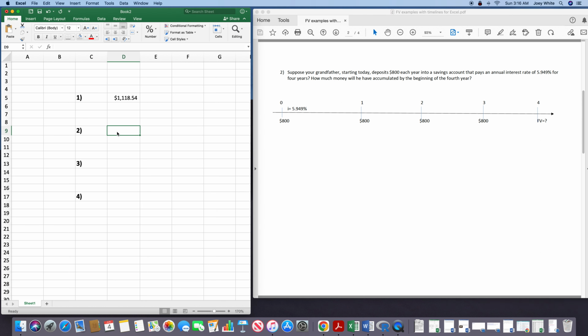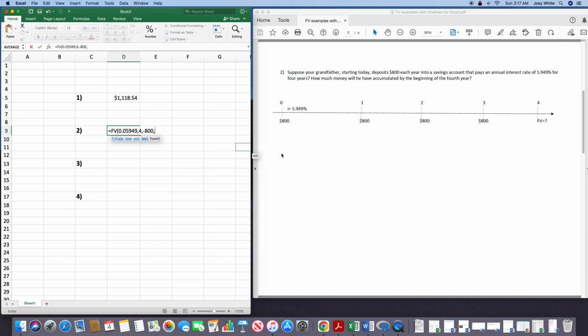Okay, so in this case, we'll go to 2. Once again, we'll put equal sign, FV, and then Shift 9 to open a parentheses. And then our interest rate, well, that's 5.949%, or we have to put it in decimal form, so it's 0.05949, and then we do a comma to move over to the next input. NPER, well, it's 4 years, so we just put a 4, comma. PMT, because this is an annuity, that's going to be our $800 payment that your grandfather makes each year. But again, because it's a cash outflow into the savings account, it should be a negative 800, right? And then we do a comma.